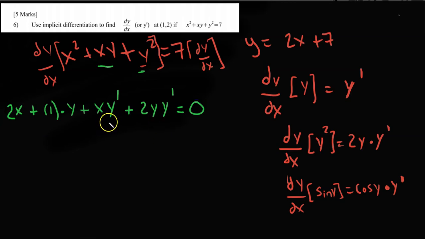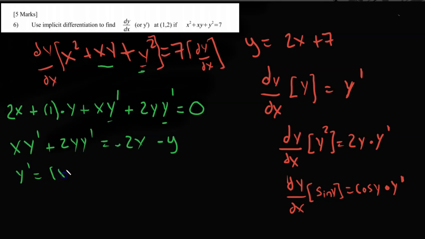So now we have our equation with y primes in it. We just basically isolate for y prime. We'll keep the y primes on one side and bring everything else to the other side. So x y prime plus 2y y prime. Bring over the 2x, negative 2x. Bring over the y, minus y. We can factor out the y prime here.